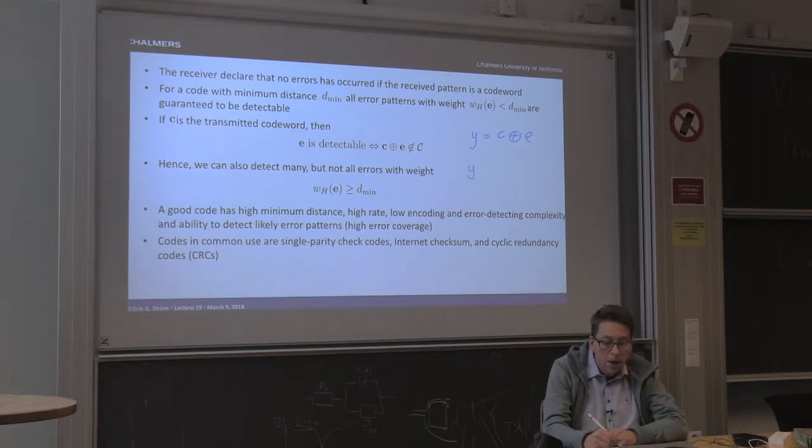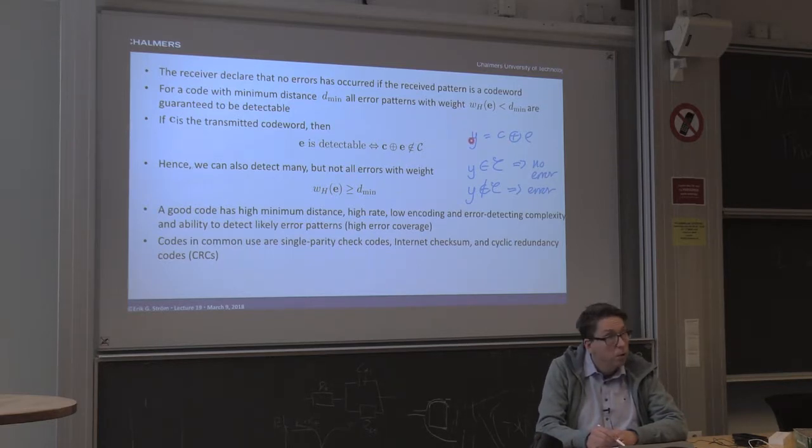Now, if Y is a code word, that is, it's in the set C, then we say no error, right? Because it seems to work. If Y is equal to a code word, then we say things are okay. If Y is not a code word, then we are sure that an error has occurred. Why is that? Because we know we transmitted a code word, and if we don't receive a code word, that means that E cannot be 0. If E is 0, no errors, then Y is equal to C.